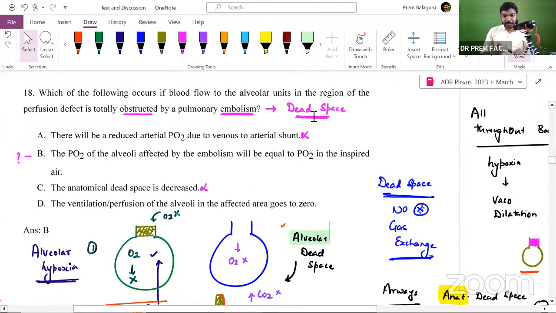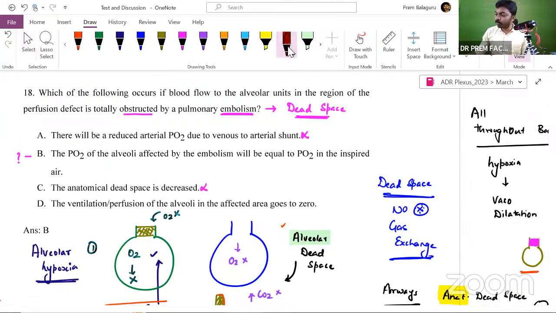In case of dead space increased by pulmonary embolism, what kind of dead space is increased? It is going to be alveolar dead space and not anatomical dead space. Hence, option C is wrong. Anatomical dead space is decreased? There is not going to be any change in anatomical dead space.